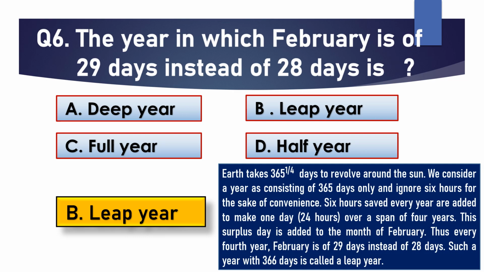Earth takes 365 and 1 by 4 days to revolve around the Sun. We consider a year as consisting of 365 days only and ignore 6 hours for the sake of convenience. 6 hours saved every year are added to make one day, that is 24 hours, over a span of 4 years. This surplus day is added to the month of February. Thus, every fourth year, February is of 29 days instead of 28 days. Such a year with 366 days is called a leap year.